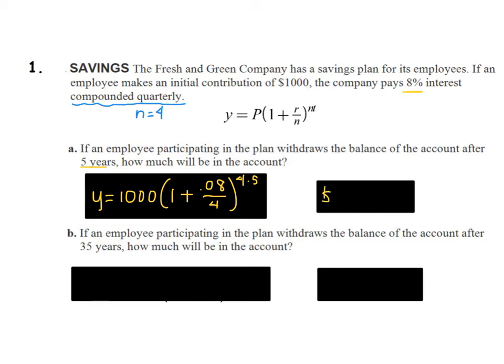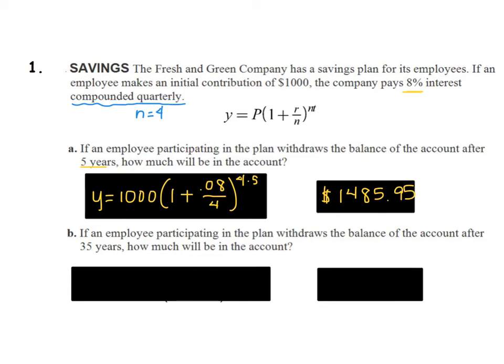is in the account after 5 years, we have $1,485.95. Not bad, seeing how they didn't do anything but put $1,000 into the company savings plan and didn't touch it for 5 years. And look, they made $485.95 as interest. Not bad.